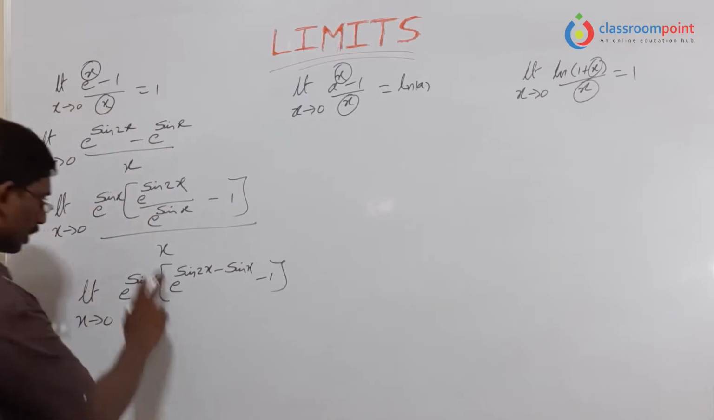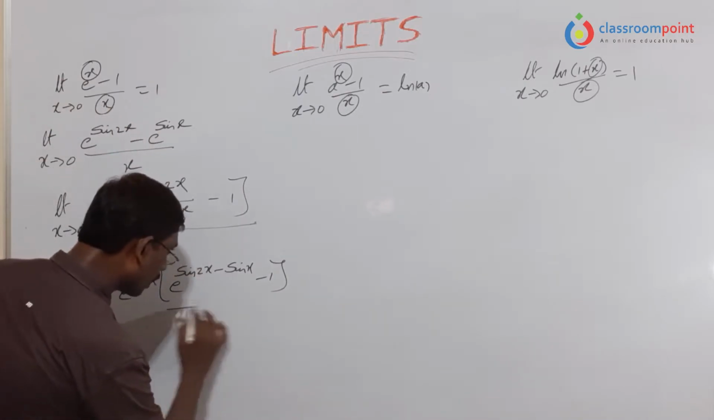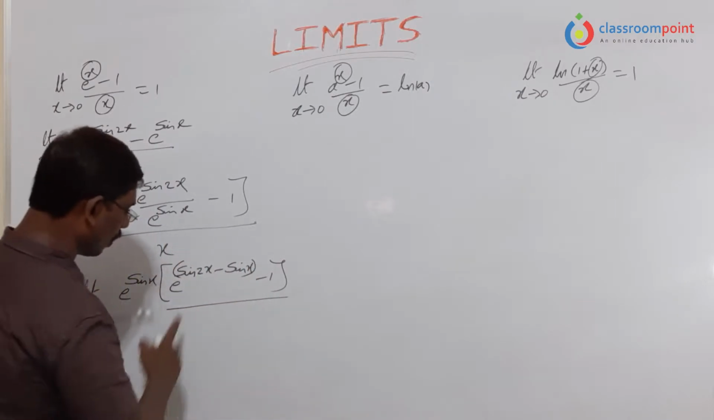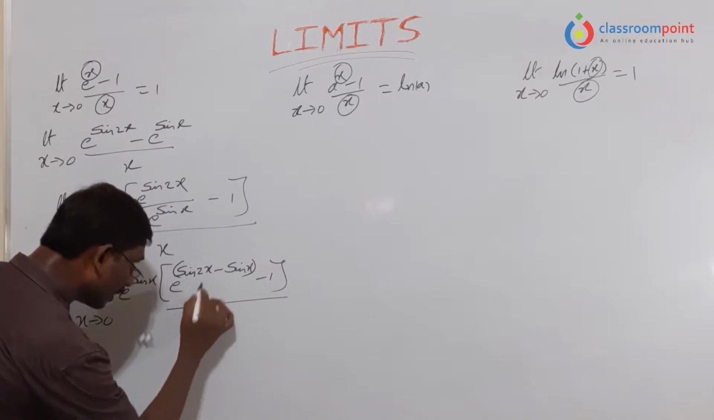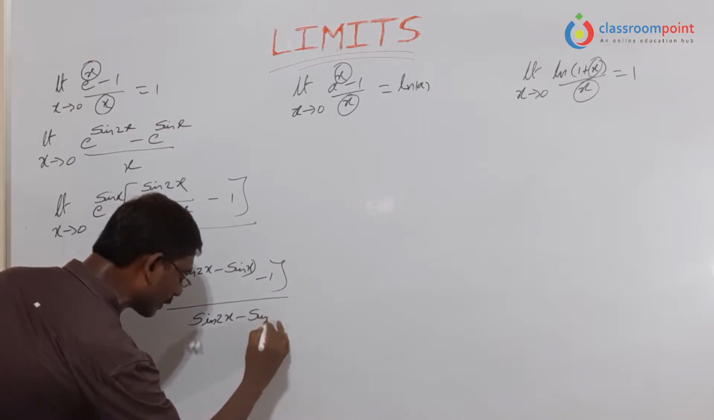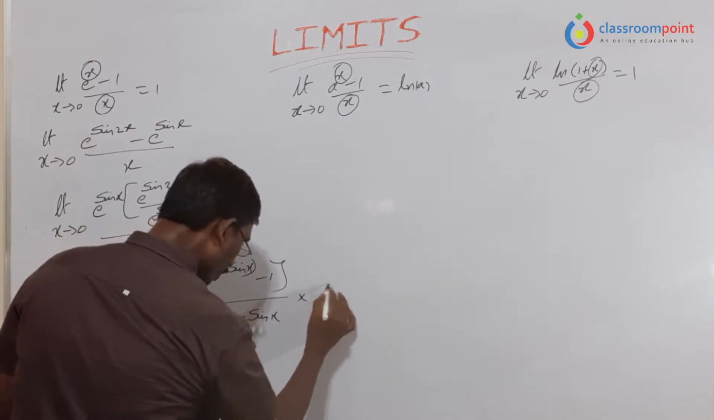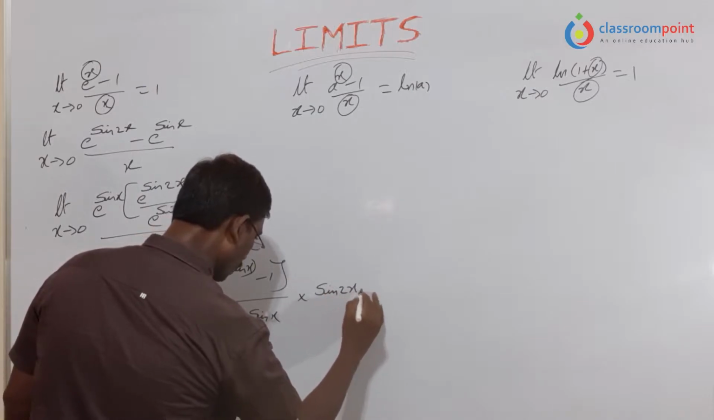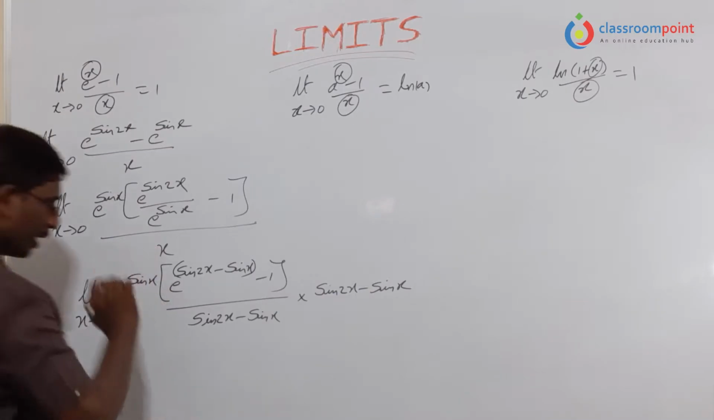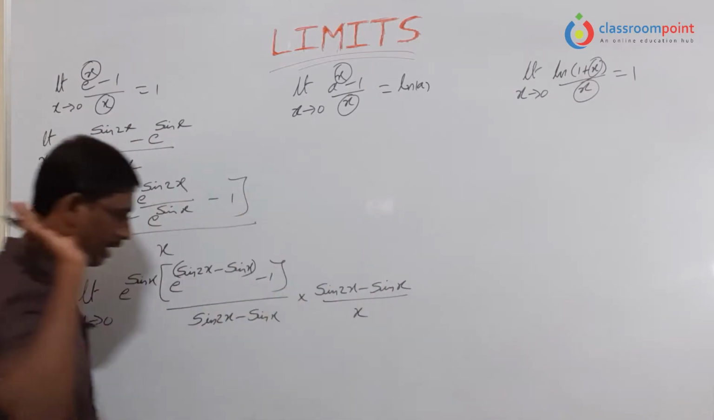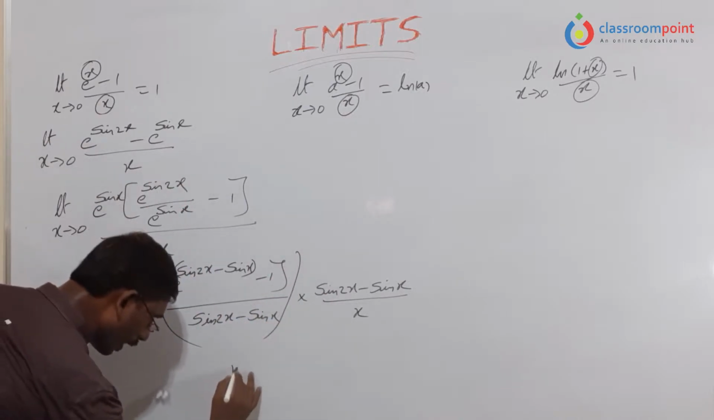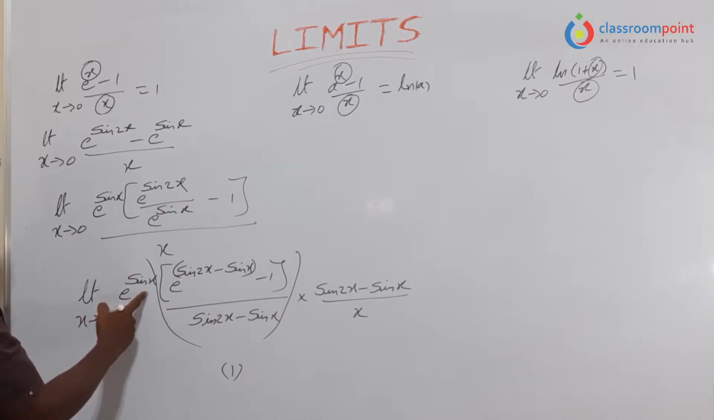Okay. Now, here I will do one thing. E power, this is considered as totally x, so multiply and divide with x. That means this total value, sin of 2x minus sin x into sin of 2x minus sin x, by x as it is, no changes here. Now, what about this total value? It is 1.